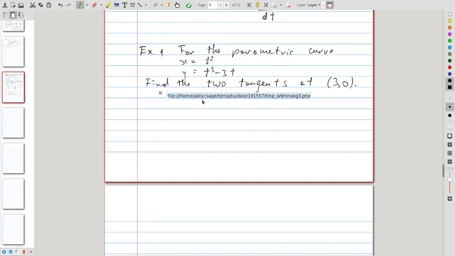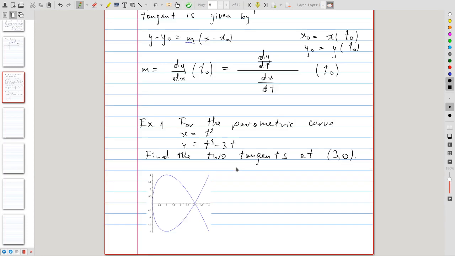It doesn't look like it allows me to copy it properly. Okay, so I have managed to paste in the graph here.